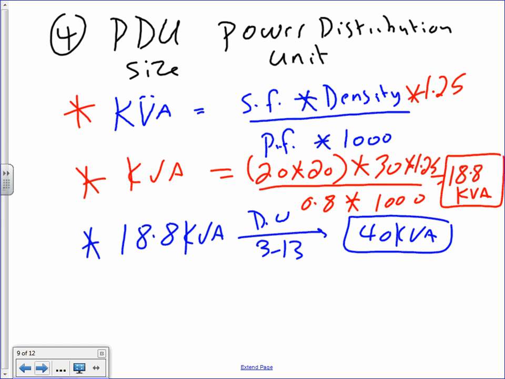The actual size would be different. When you take 18.8 kVA, they might not make 40 kVA PDUs, they make them in standard sizes of 30, 60. You know what I mean? That's the only difference. You're absolutely right. If you use the same formula, you should come up with the same answer. Absolutely.